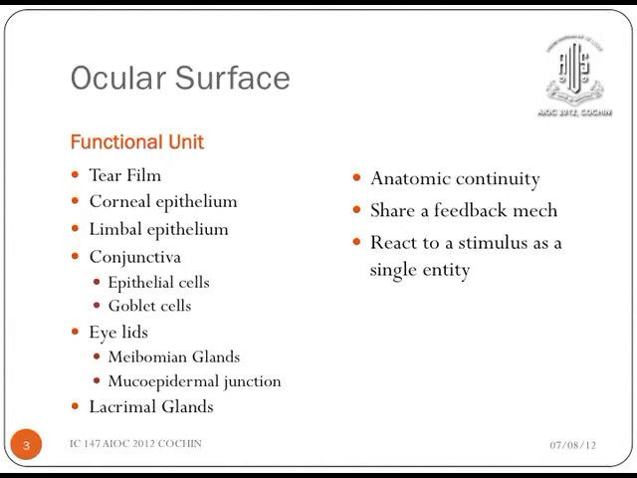The ocular surface actually functions as a single unit, and the unit consists of a tear film, the corneal epithelium, limbal epithelium, conjunctiva with its epithelial cells and goblet cells, the eyelids with their meibomian glands and mucocutaneous junction, and the lacrimal gland. They are basically an anatomic continuity, and they share a feedback mechanism. And as a single entity, they also react to external stimuli.